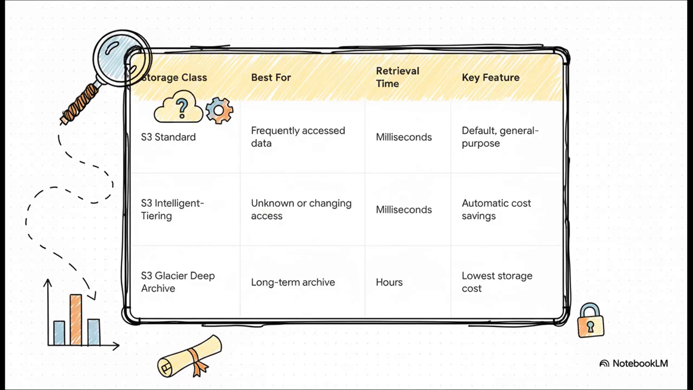So this table here gives you a good look at the range of tools we have. On one end of the spectrum, you've got S3 Standard. That's your go-to, your workhorse for frequently accessed data that needs millisecond response times. On the complete opposite end, you have S3 Glacier Deep Archive, which gives you the absolute lowest storage cost for data you might not look at for years. And then right in the middle, you have something really cool called S3 Intelligent-Tiering, which basically automates this whole process for you. Pretty neat.